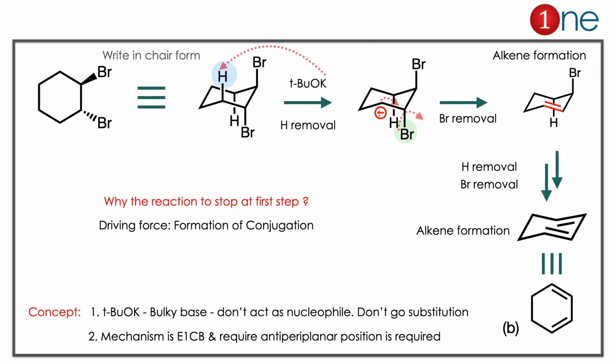The starting material is cyclohexane with 2 bromines. It's difficult to imagine in the planar form, so you have to write it in the chair form. The 2 bromines are trans to each other. And here is the bulky base. A bulky base never undergoes substitution. It's a non-nucleophilic base, so it never undergoes substitution. It abstracts the proton, just abstracts the proton in anti mode.